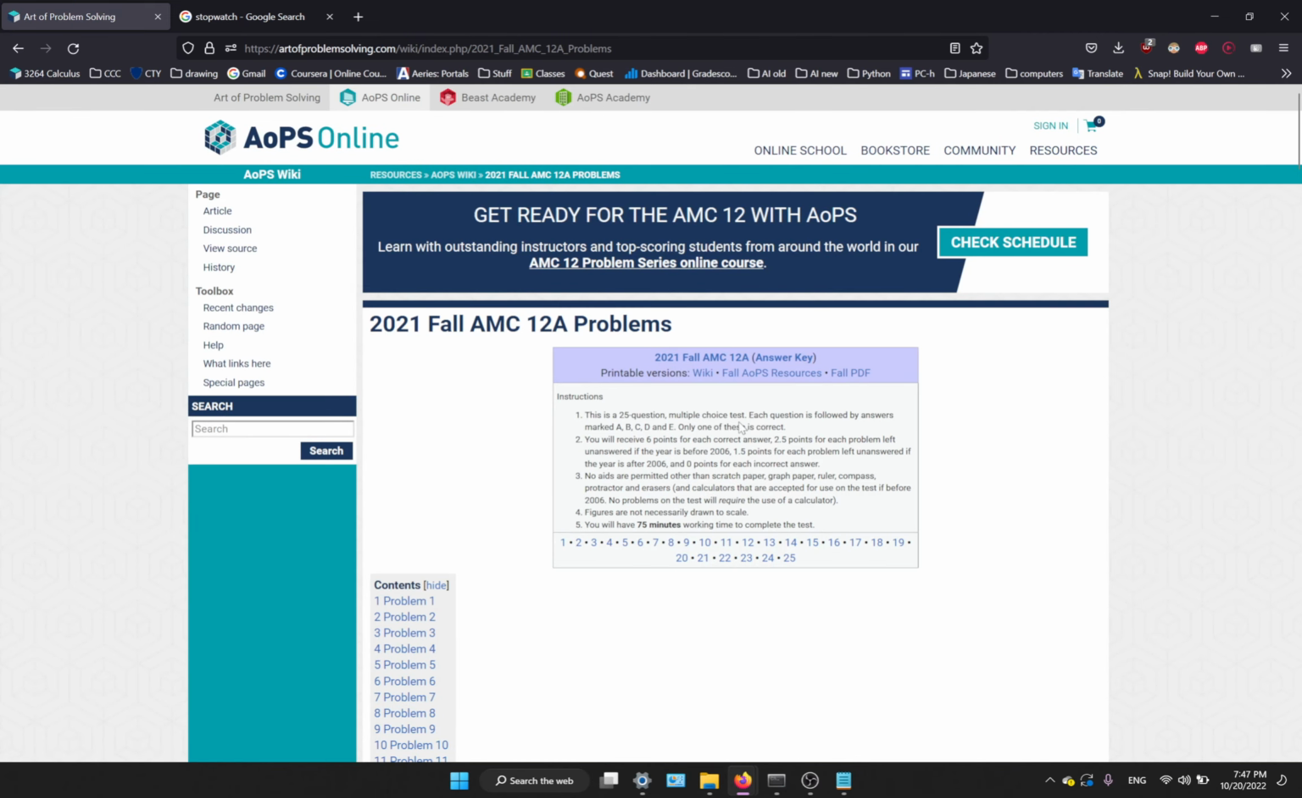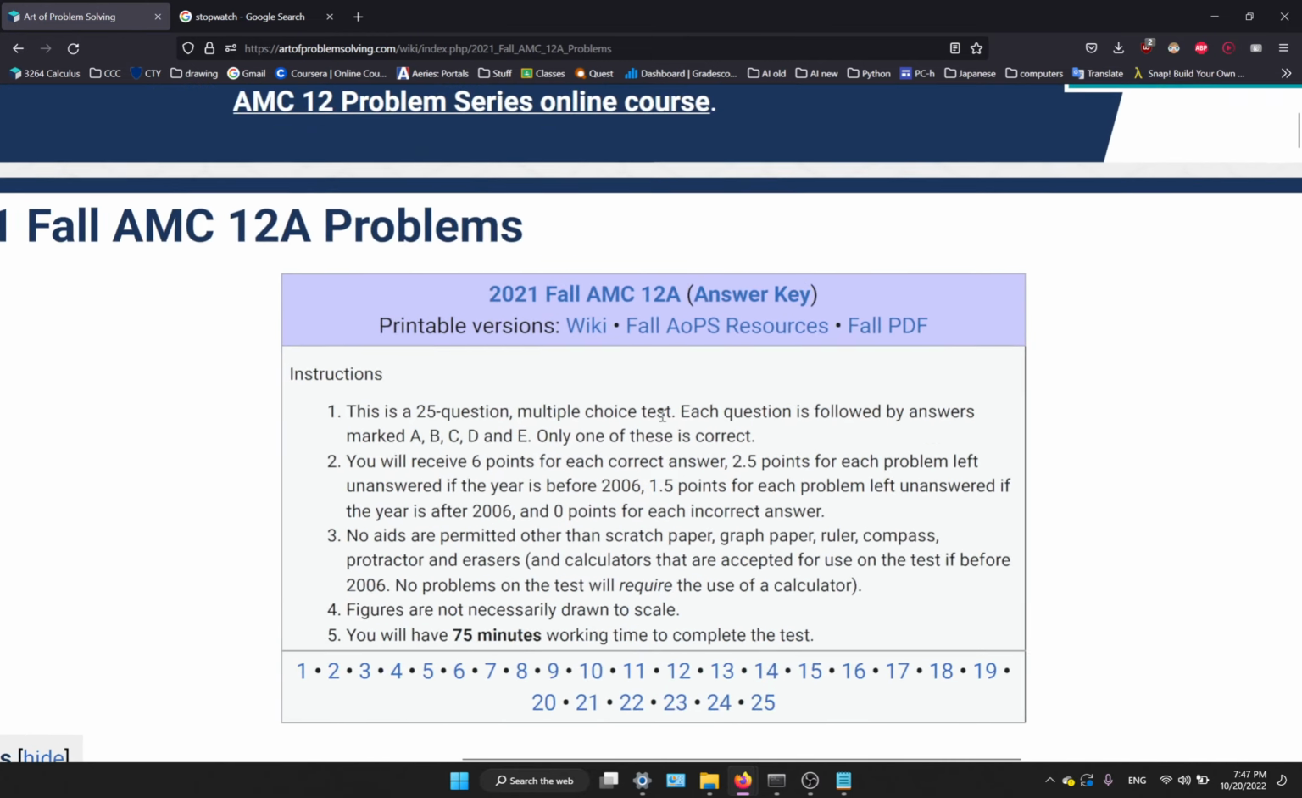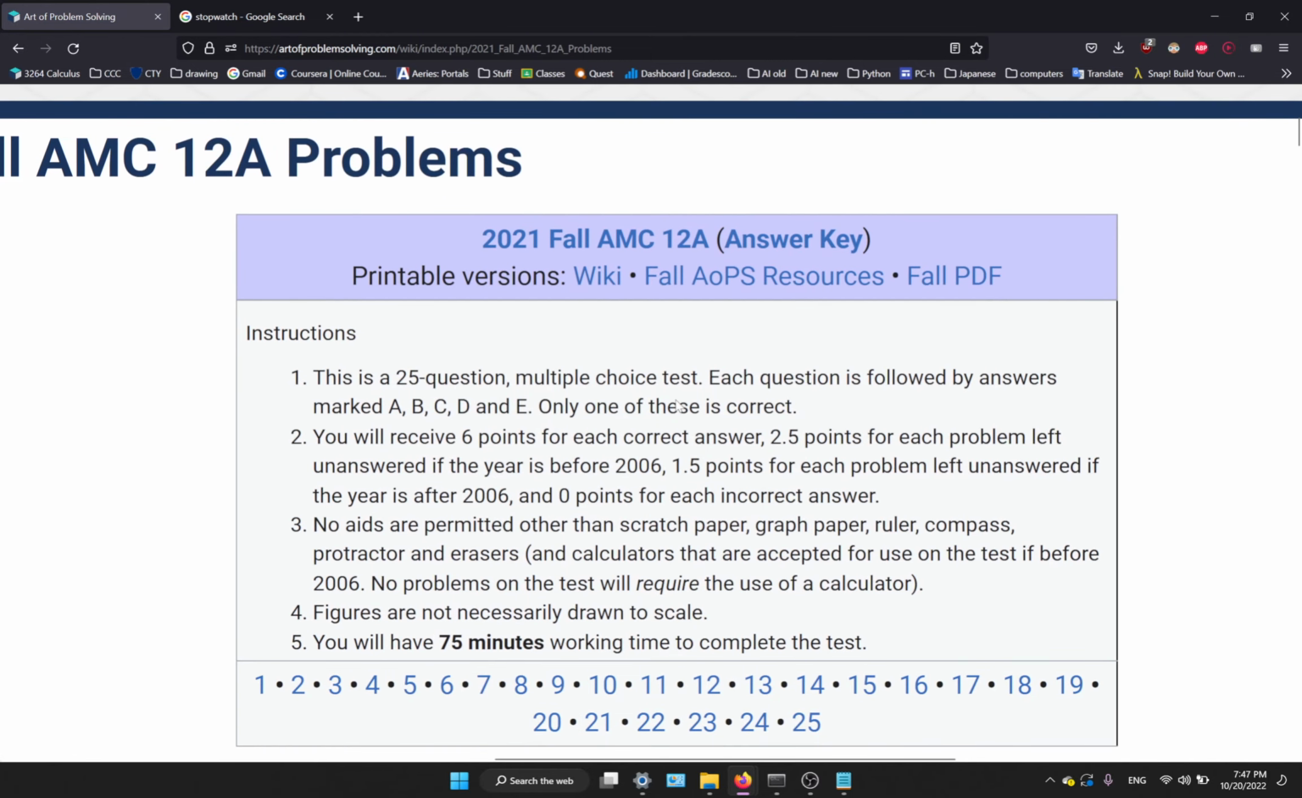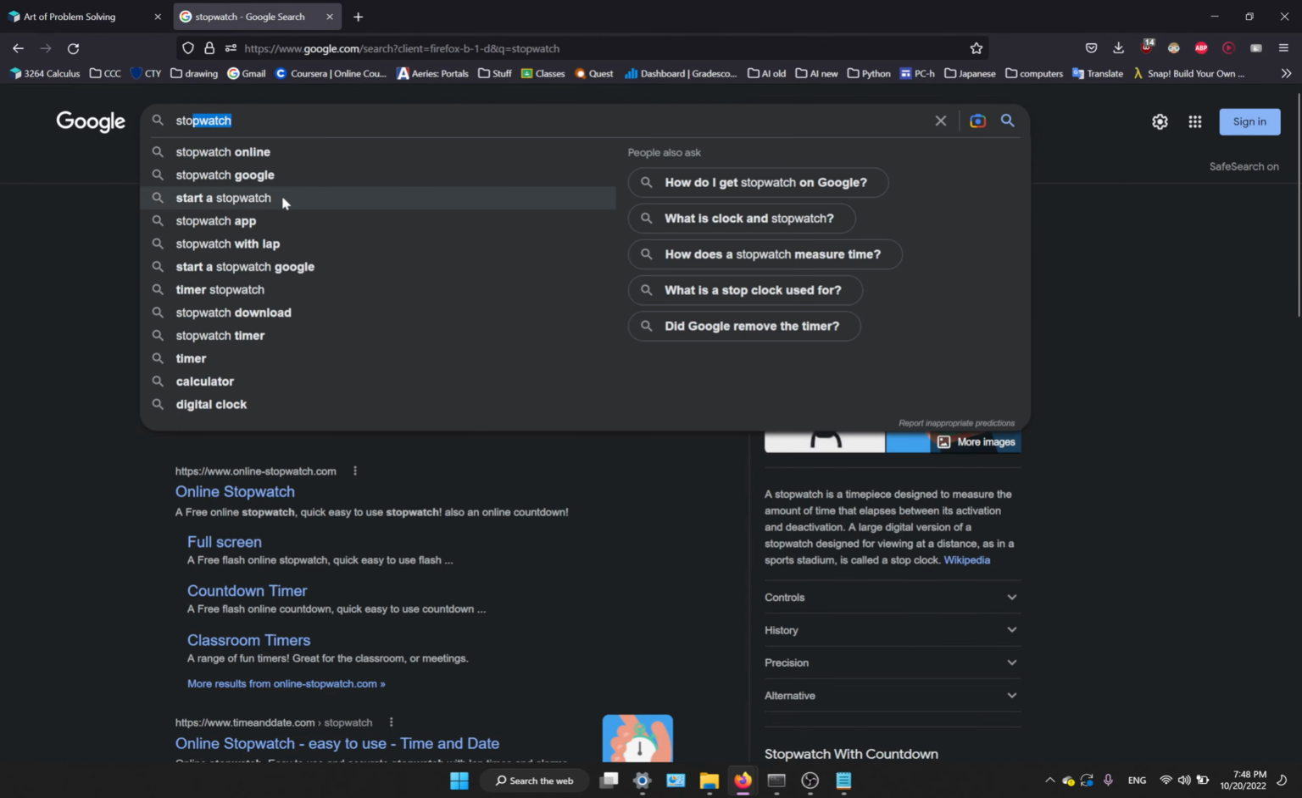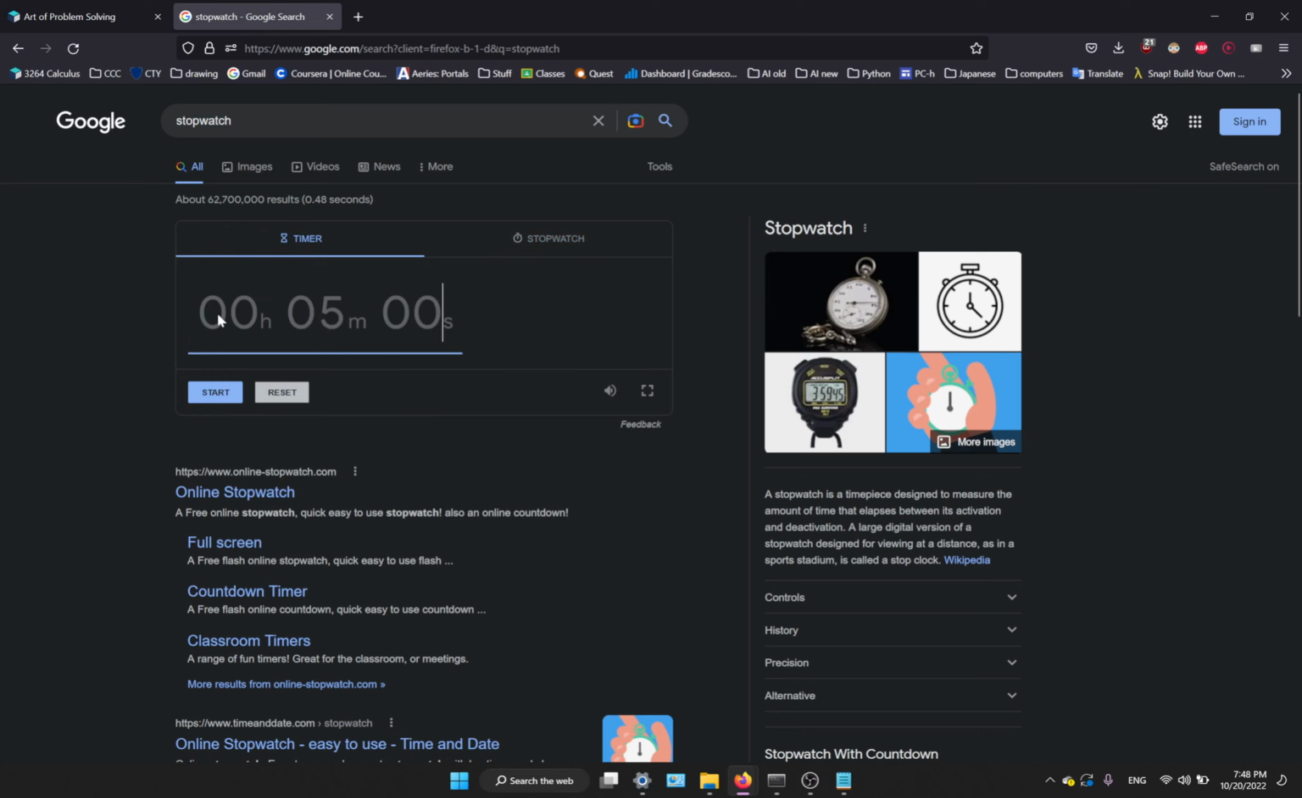How much time do we get? This is a 25 question multiple choice test. Each question is followed by answers marked A, B, C, D, E. Only one of these is correct. You will receive 6 points for each correct answer, 2.5 for each problem left unanswered. You have 75 minutes. Actually, not stopwatch, I need a timer. Here we go.